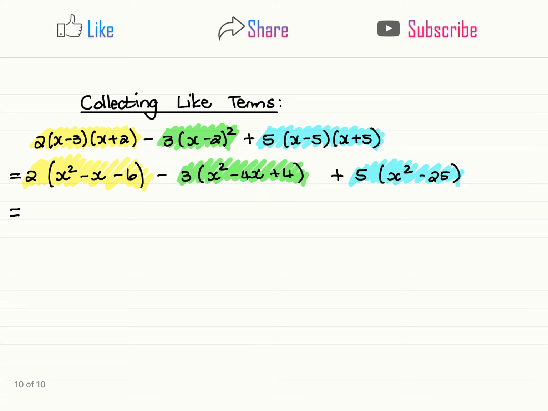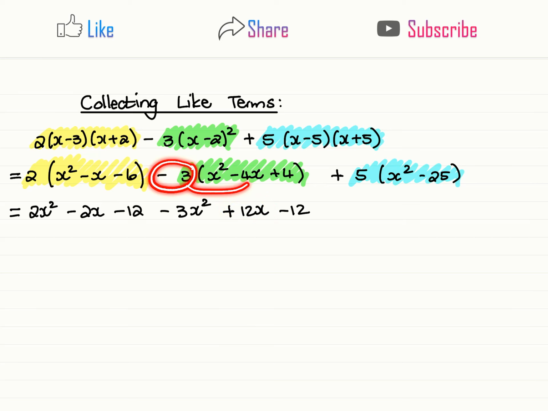So for the section highlighted in yellow, we'll have 2x squared minus 2x minus 12. And then in the section highlighted green, we have negative 3x squared plus 12x minus 12. The reason why we have plus 12x is because we are multiplying negative 3 with negative 4x, and a negative multiplied by a negative would give us a positive answer. And then in the blue, we'll have 5x squared minus 125.